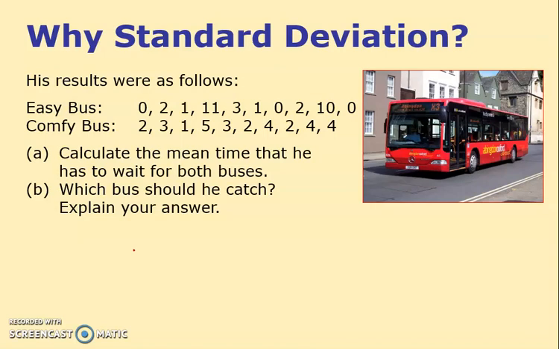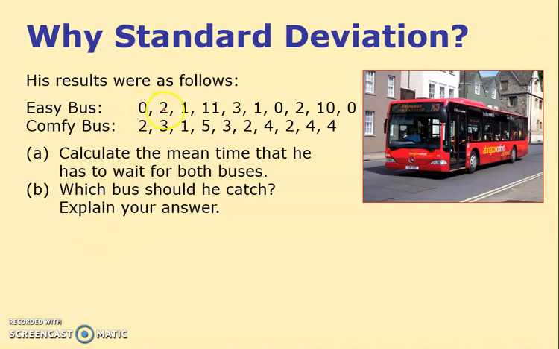And you can see the easy bus, he had to wait 0 minutes. Well, this is the number of times they were late, wasn't it? The amount late they were, so 0, 2, 1, 11, and so on. And then the comfy bus, which is 2, 3, 1, 5, and so on. So your job is to calculate the mean time that he has to wait for both buses, and then which bus should he catch. So the mean times, just add them up.